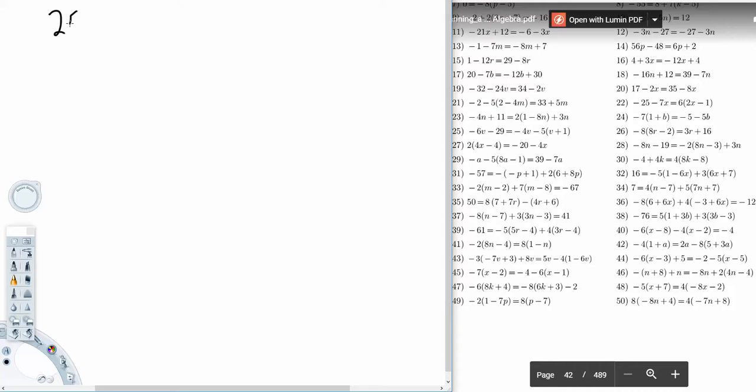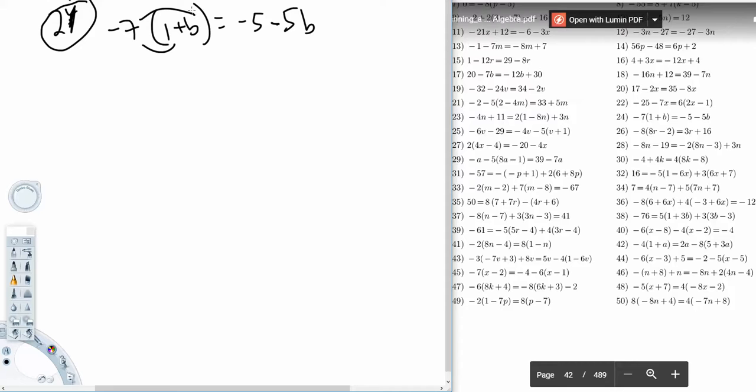Moving along. I believe I have to do number 24. Yes, I do. We don't skip any equations in this class. It takes as long as it takes. Minus 5b. All right, there you go. So once again, the distributive property right here, I think it's pretty evident. We multiply this expression by this expression.